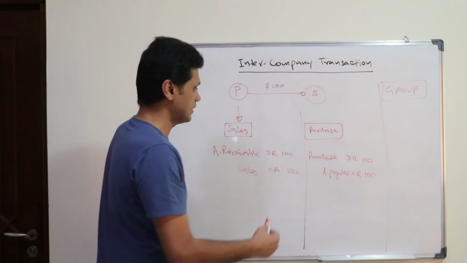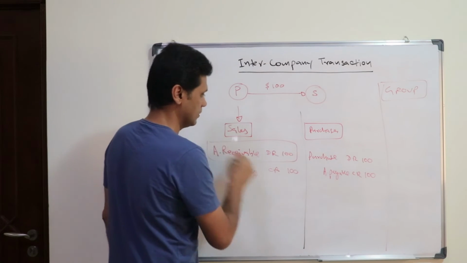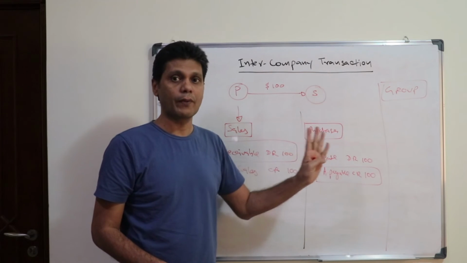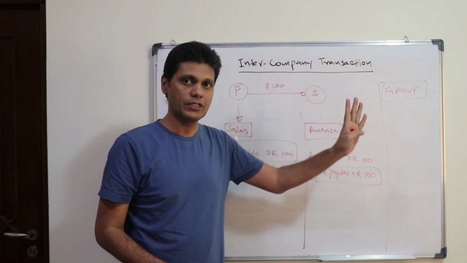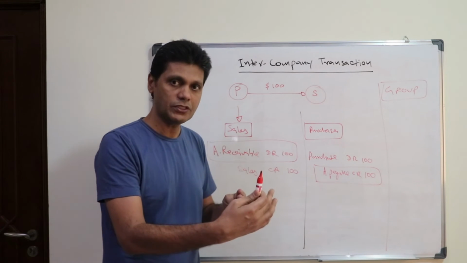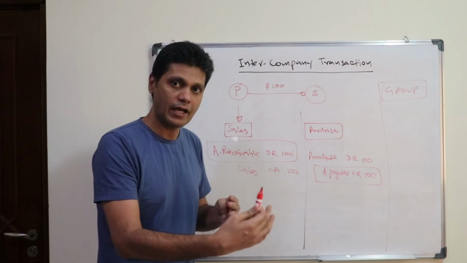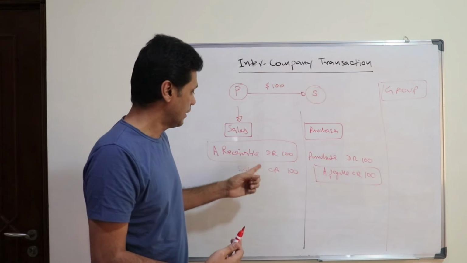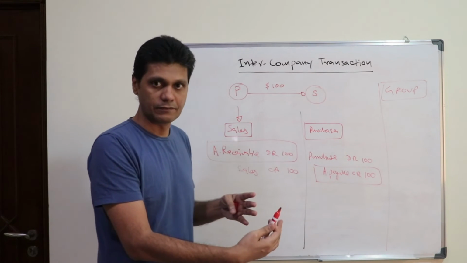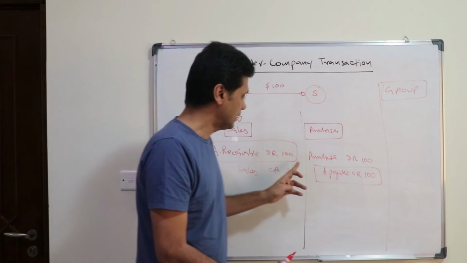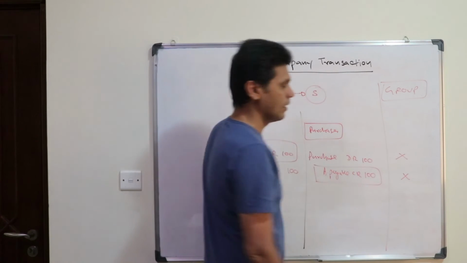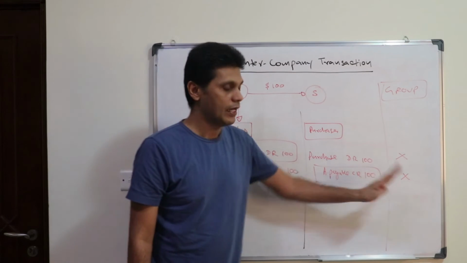We are discussing how to prepare the consolidated financial position. When you prepare it, you need to follow the line by line method. When you consolidate, all the current assets and current liabilities are added together. Since these are intercompany transactions, they will not appear in the group financial position. So this has to be eliminated.